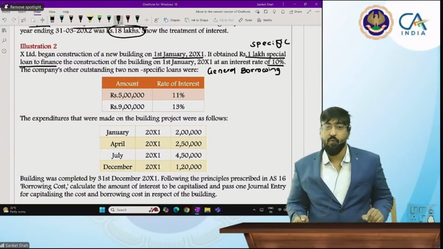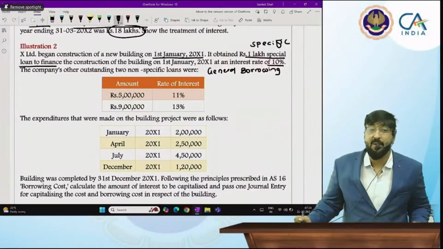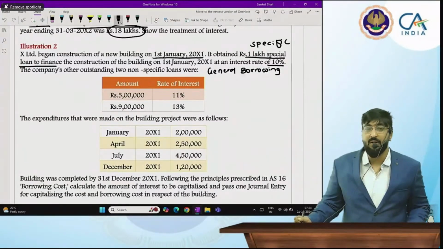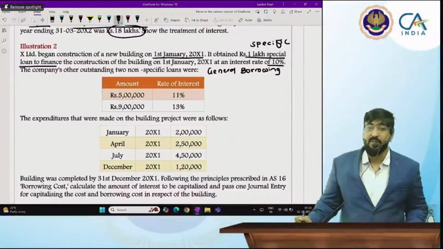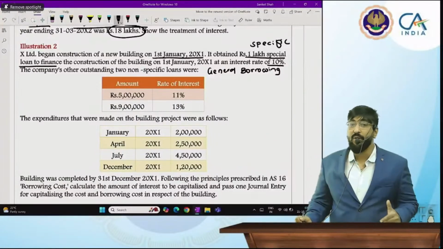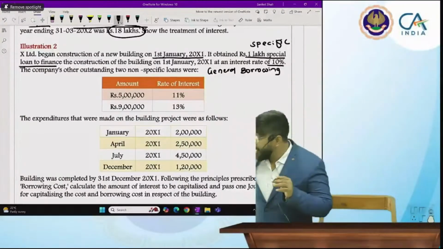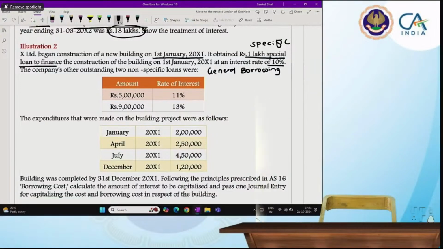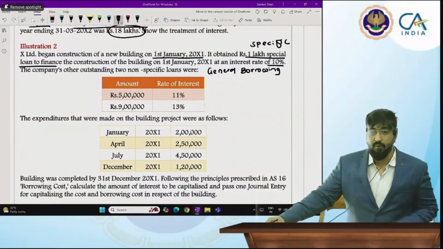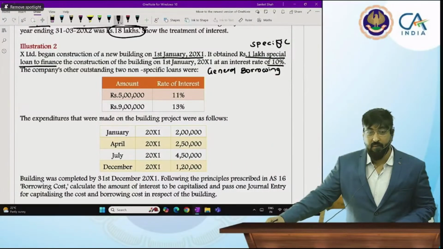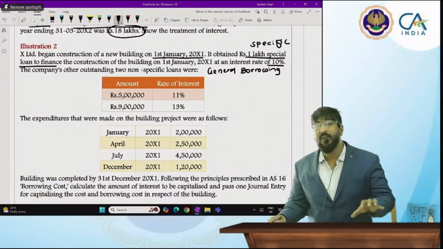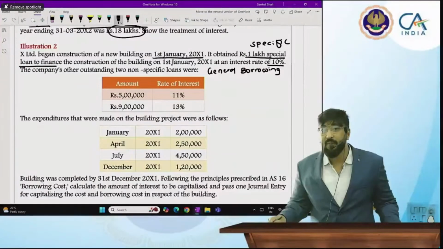Wait a minute. So on 1 lakh, you can write specific borrowing. I explained in the last session that I'm going to explain specific borrowing and general borrowing in the next lecture. So what is a specific borrowing? For this construction, they use this 1 lakh. And general borrowing is that which is for general purpose. Special borrowing is nothing but a loan specifically for the construction of that building. Got the concept? Yes, sir.